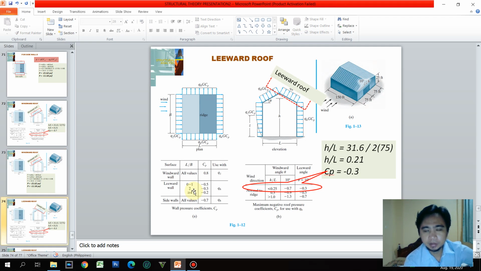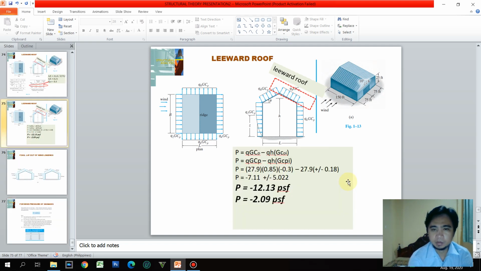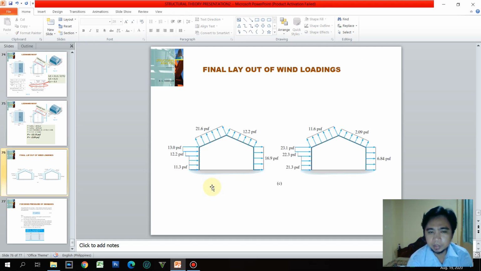So finally, the leeward roof. For the leeward roof, 0.21 is our H all over L. So this is the leeward angle, 10 degrees. Of course, this is the value, CP is equal to negative 0.3. So again, we substitute the values in the formula of pressure to come up with this upper limit and the lower limit. Okay, so it's so easy.